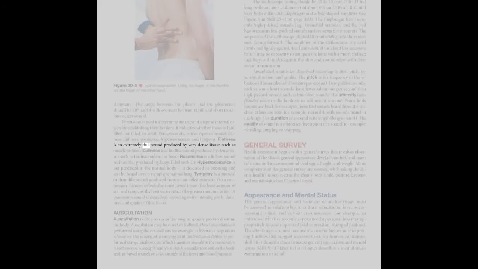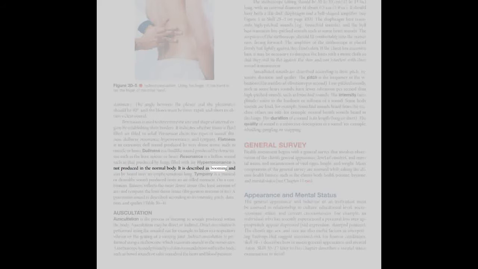Flatness is an extremely dull sound produced by very dense tissue, such as muscle or bone. Dullness is a thud-like sound produced by dense tissue such as the liver, spleen, or heart. Resonance is a hollow sound such as that produced by lungs filled with air. Hyperresonance is not produced in the normal body.